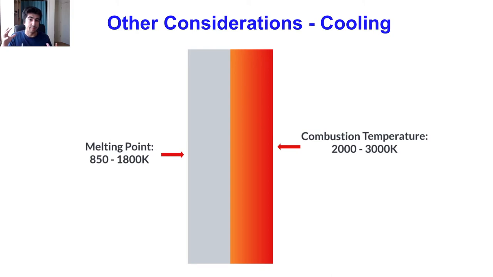And so, I mean, these other factors can be entire multi-hour-long videos in and of themselves, but to keep this video brief, we'll just go through a high-level overview of these different considerations. So the main consideration that we've neglected throughout this video is the actual cooling of our rocket engine, right? If you remember back to the nozzle expansion section, we said that we can consider the flow to be isentropic, meaning there's no heat transfer to the surroundings.